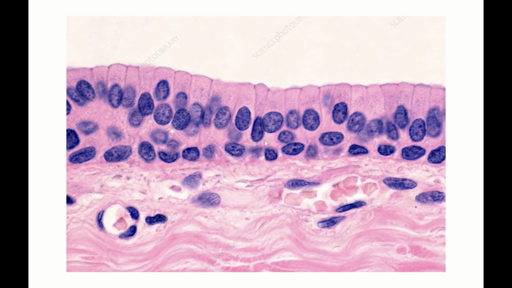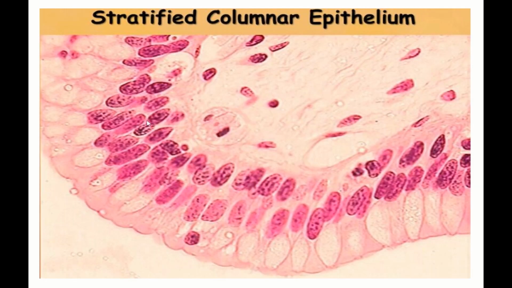So here you can see that clear layering, very different from what we saw with the pseudostratified, where you could see that zigzag pattern, but here we have that very clear delineation. Same thing here, you can see that clear delineation.